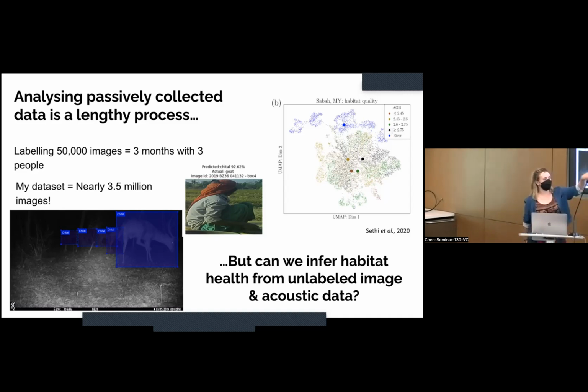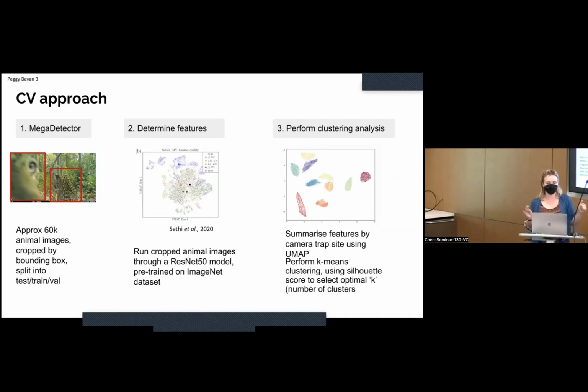And this is some work by Sarab Sefi, and it's showing that each dot here is an acoustic file, and the model spits out these embeddings and you can map it out, and if you color it, it kind of groups by above ground biomass. So that's suggesting that there's some kind of information within this sound file without the machine even having to know what is in there already. So I was wondering if we could do this for images as well.